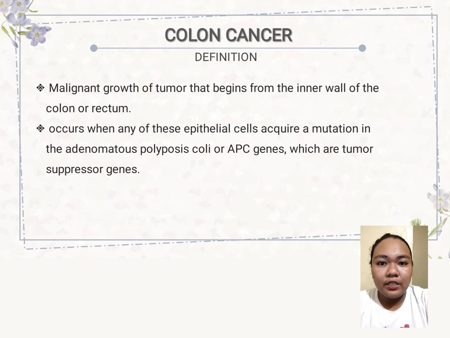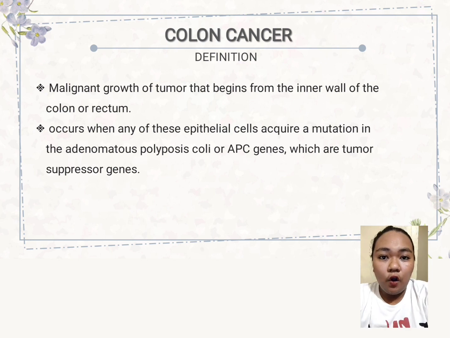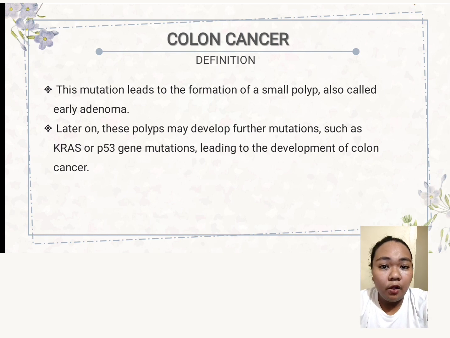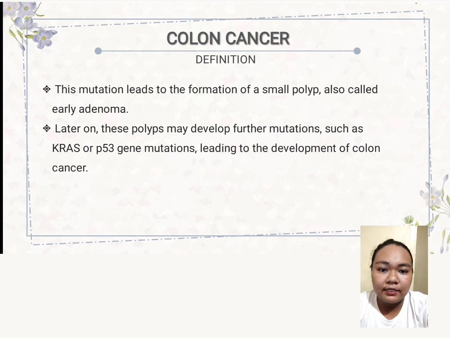Colon cancer is also known as colorectal cancer. It is a malignant growth of tumor that begins from the inner wall of the colon or rectum. It basically occurs when any of the epithelial cells acquire a mutation in the APC genes, which are tumor suppressor genes. Then, this mutation leads to the formation of small polyps, which are called early adenoma, so it is not a cancer yet. Later on, these small polyps may develop further mutations, such as in KRAS or P53 genes, which lead to the development of colon cancer.